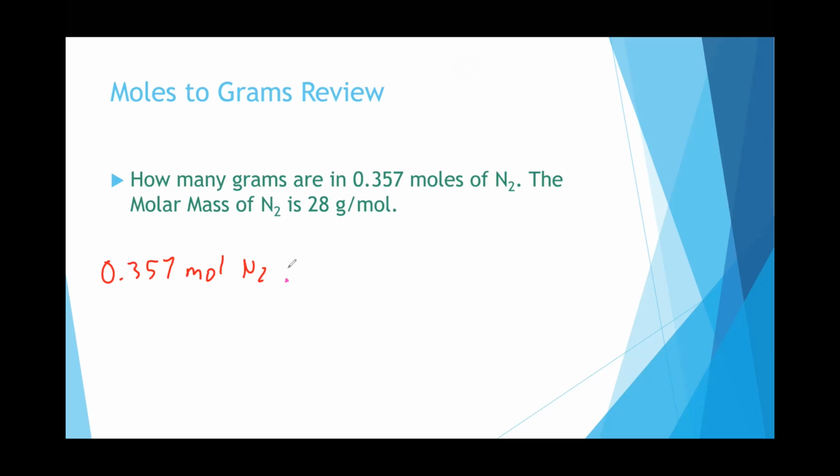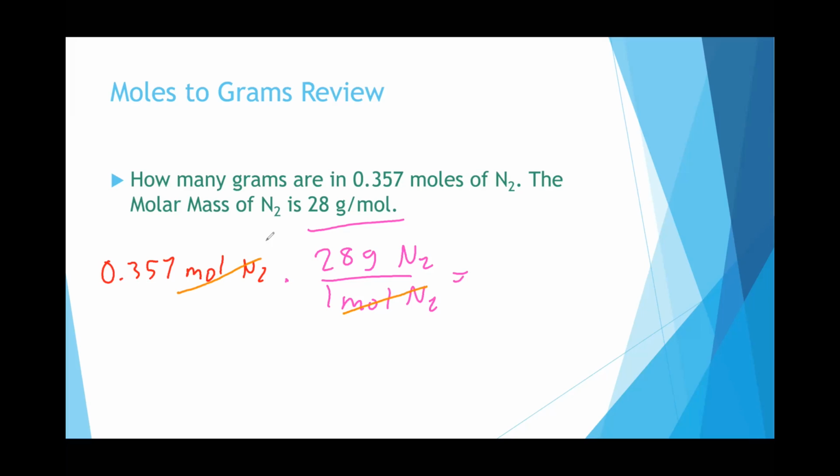The only way we could convert moles to grams is the molar mass. Do we want the 28 on the top or the bottom? We want it on the top, so the moles cancel out. So we do 28 grams of N2 per 1 mole of N2. And notice that the moles of N2 cancel off with the moles of N2. So we end up multiplying these two numbers, 28 times 0.357. The answer we get is 10. And then the units that are remaining, which is grams of N2. So we have 10 grams of N2. So that's how we do this problem.